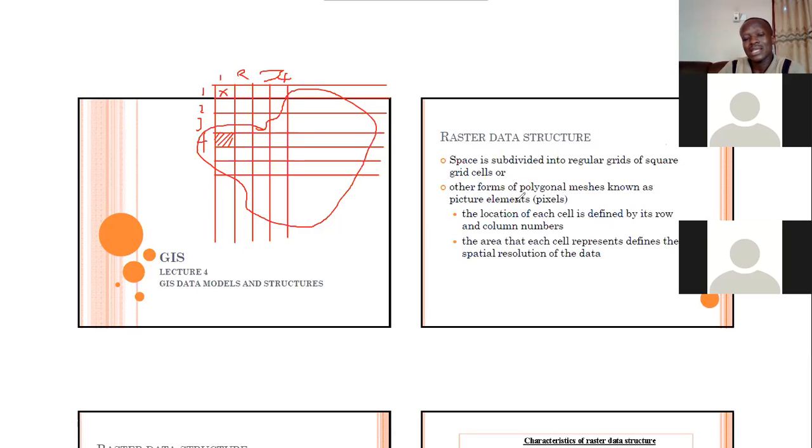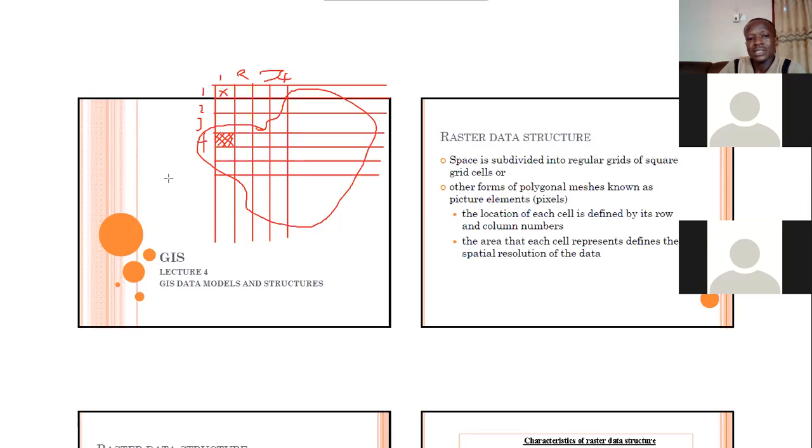So the raster data structure, after it has divided the area, the space, into regular grids of square grid cells, now finds a way to represent things, and the accuracy of representation depends on the size of the square.